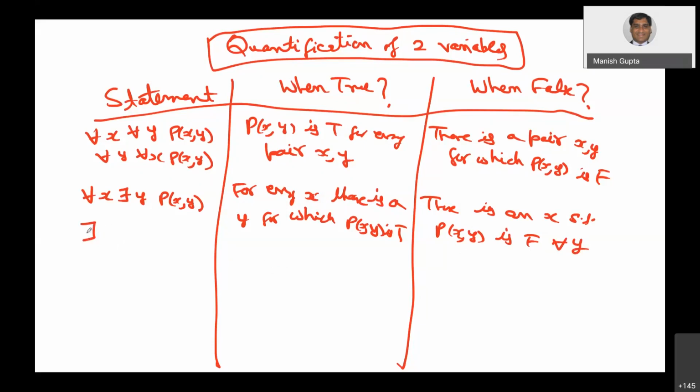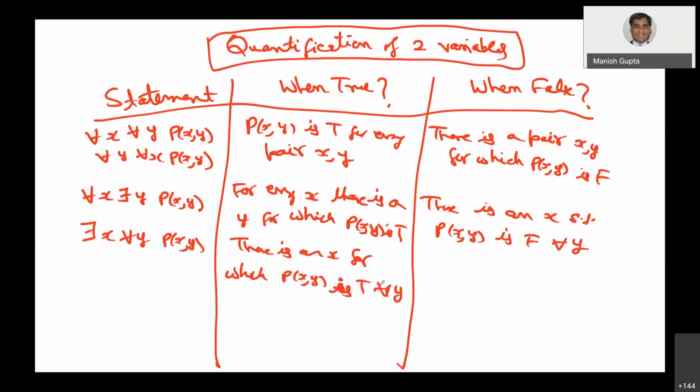Similarly, we have there exists x for every y, P(x,y). That means there is an x for which P(x,y) is true for every y. When it is false, that means for every x there is a y for which P(x,y) is false.